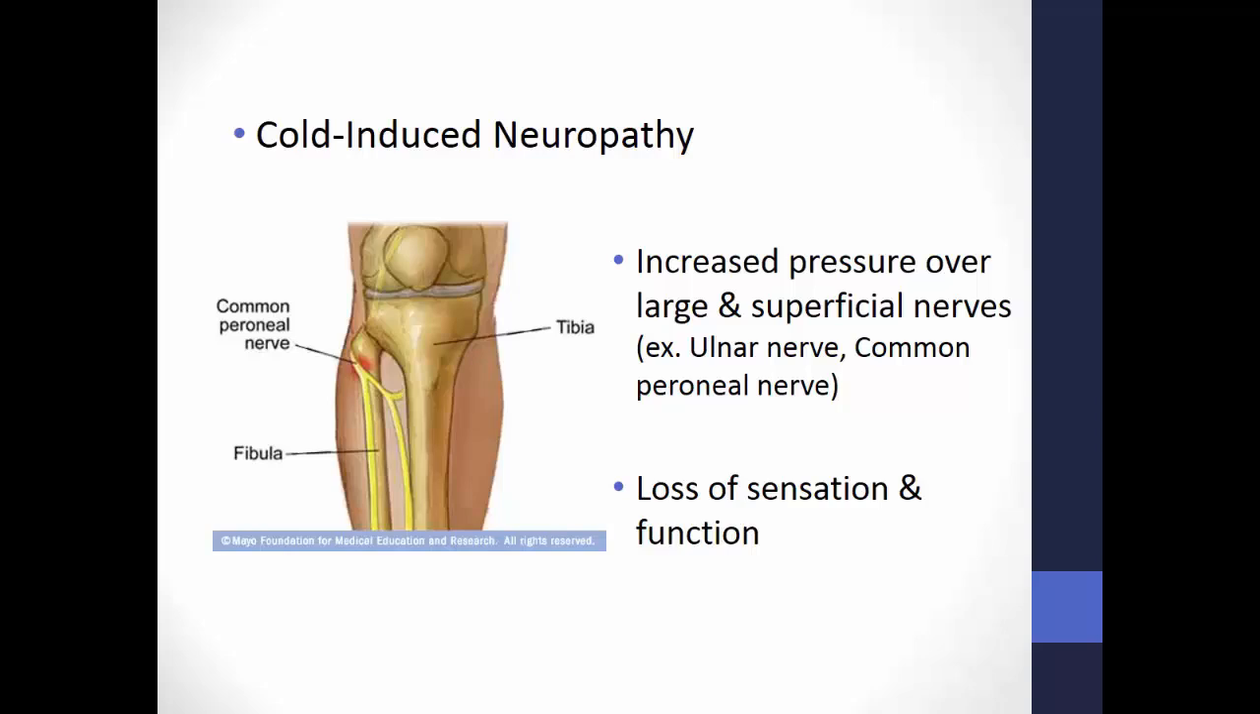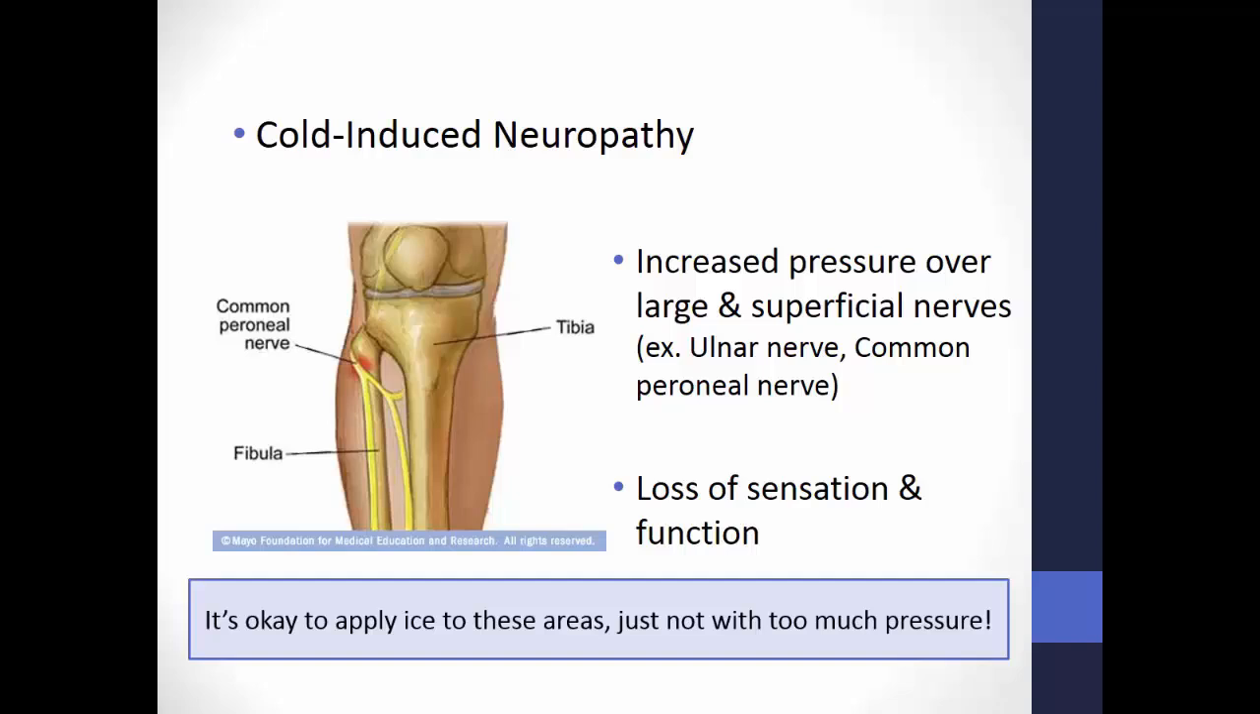Two common areas for cold-induced neuropathy are the ulnar nerve in the elbow and the common peroneal nerve, which is demonstrated in this picture. Again, it is okay to apply ice to these areas. You just may want to consider placing a paper towel between the ice and the skin, or reducing the amount of pressure with which the ice is wrapped to the area.